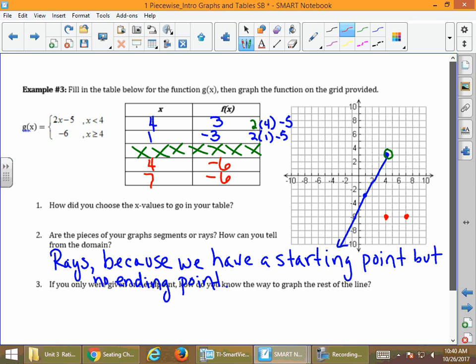But once again, like the first piece, the second piece doesn't stop. X is greater than or equal to 4. All of the values greater than or equal to 4. And we need to ask ourselves on this part as well, do we need to put an open circle in on this one? And it says greater than or equal to. So we do not. So as you can see, how did we choose the x values to go in our table? We picked an endpoint. And one other value.